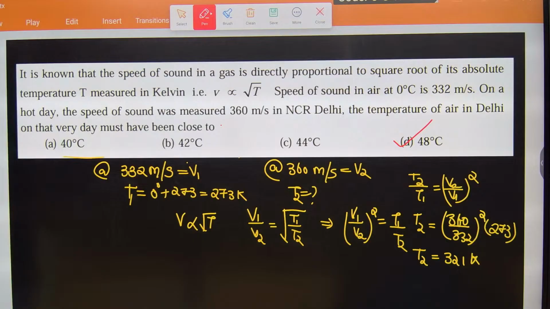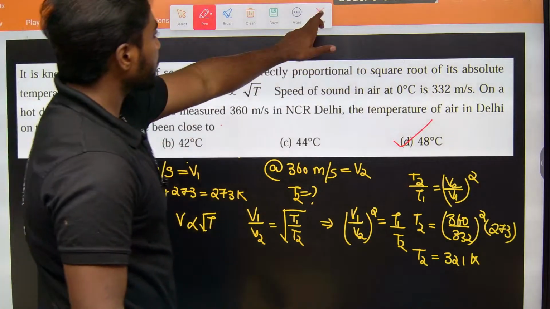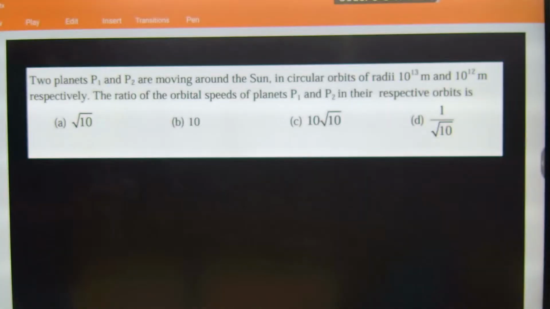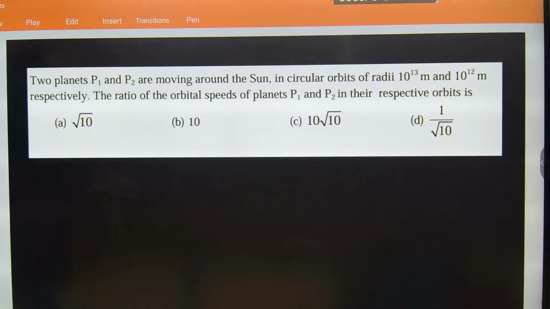Can we go for the next question? Two planets P1 and P2 are moving around the Sun in circular orbits of radius 10 power 13 meter and 10 power 12 meter respectively. The ratio of the orbital speed of planets P1 and P2 in their respective orbits is.